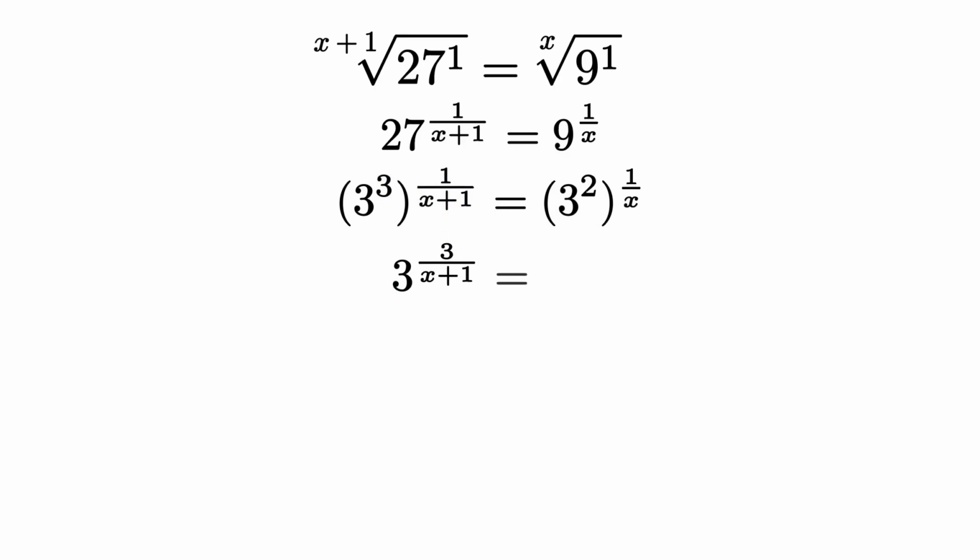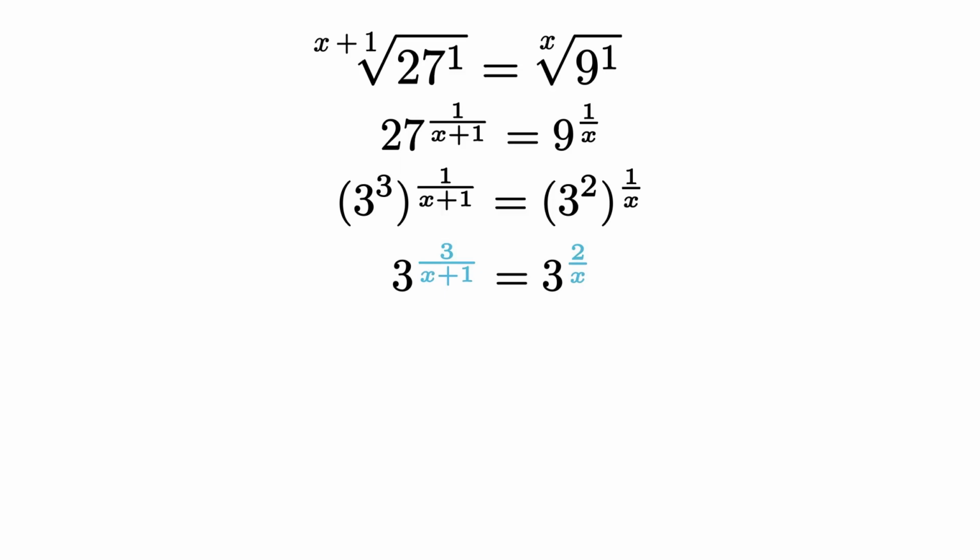We're going to do the same thing for the right side. We have 2 raised to the 1 all over x. We multiply that 2 by 1 over x, and that will give us 2 all over x. When we clean it up, we'll be left with 3 to the 3 all over x plus 1 equal to 3 to the 2 all over x. Now, our exponents have like bases, which means we can set their powers equal to each other. The reason we do this is that in order for these exponents to be equal, their powers have to be equal to each other as well.